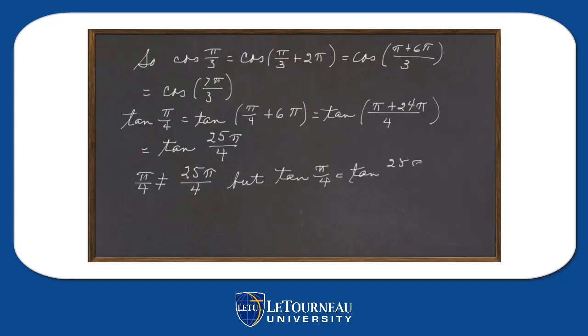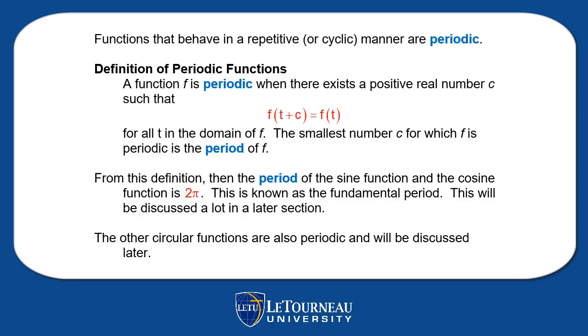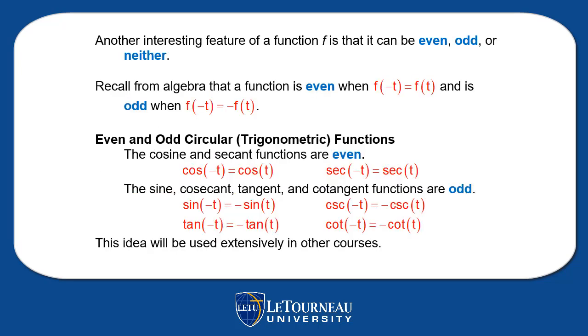Functions that behave in a repetitive or cyclic manner are periodic. Definition of periodic functions: a function f is periodic when there exists a small positive number c such that f of t plus c equals f of t. The smallest number c for which f is periodic is the period. Then the period of the sine and cosine is 2 pi. We will discuss the others later. This is known as the fundamental period.